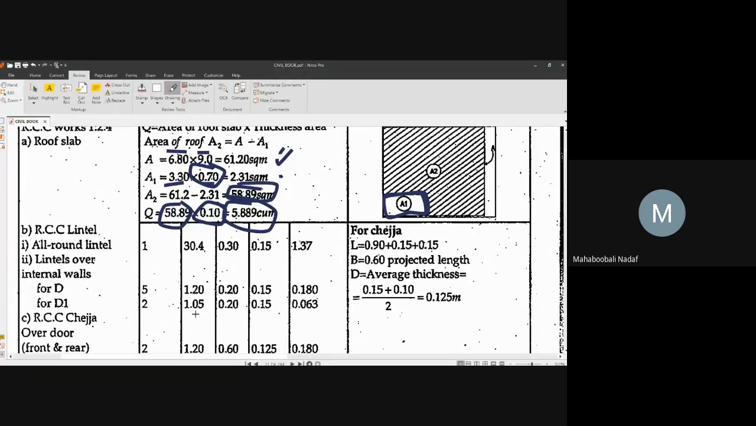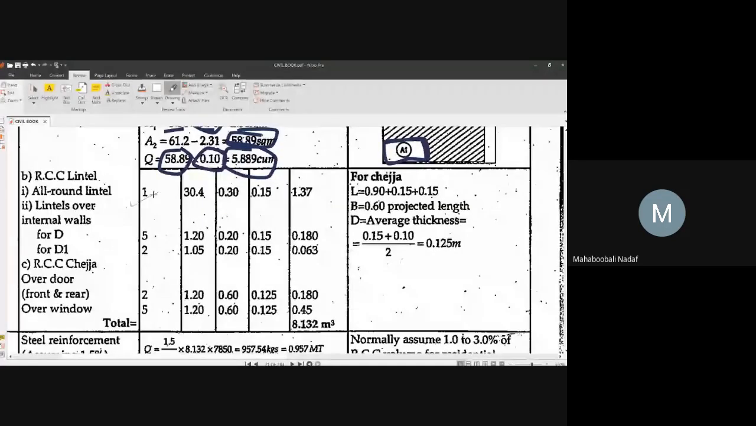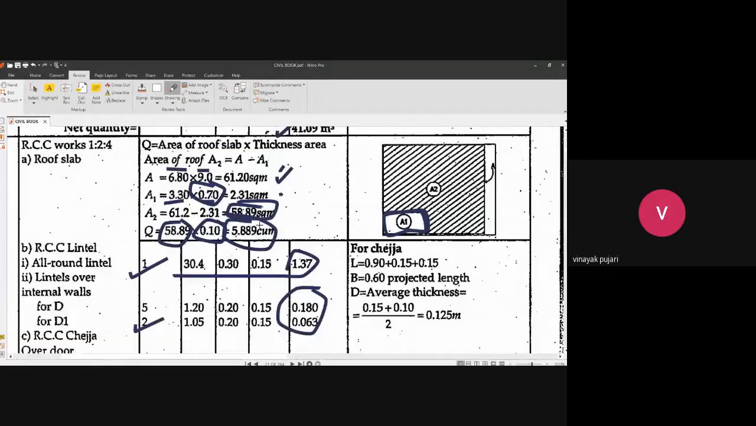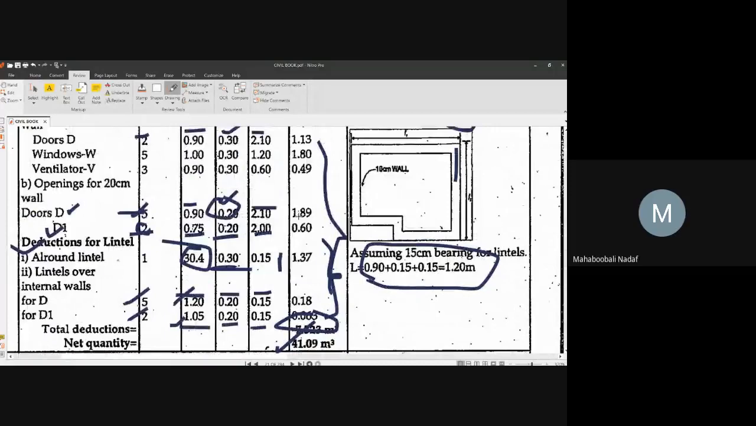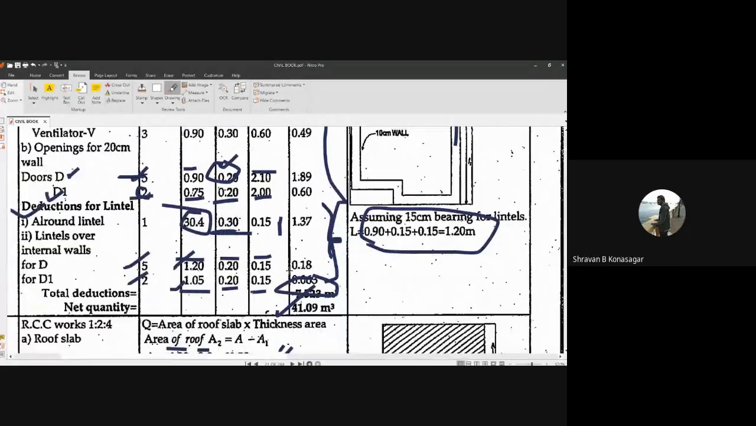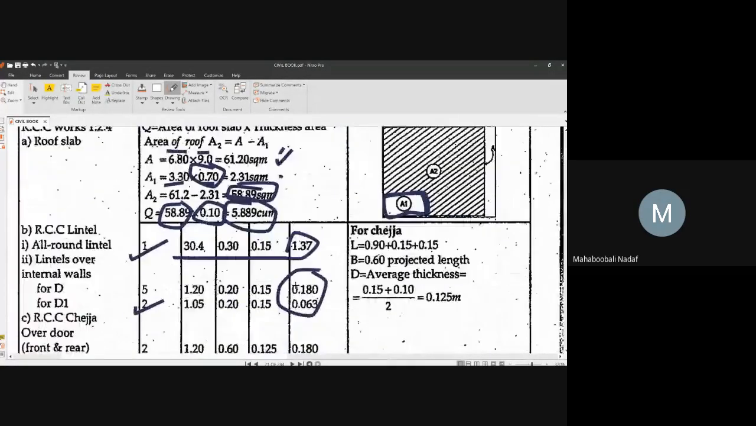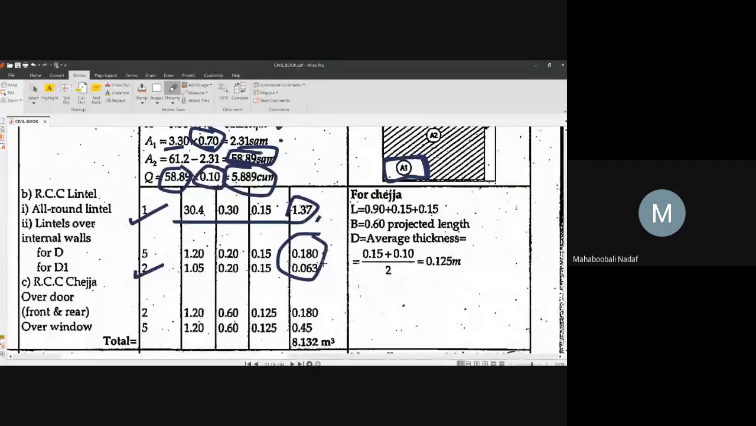Okay, now what are these? These things are already calculated, I think. Correct, no? Lintel quantities. Yes, sir, we did. Why the calculation in brickwork? These are the deductions, no? Yes, sir. These are the deductions. 1.37, 0.8, 0.065. Yes, these things have been already calculated. Okay, no?